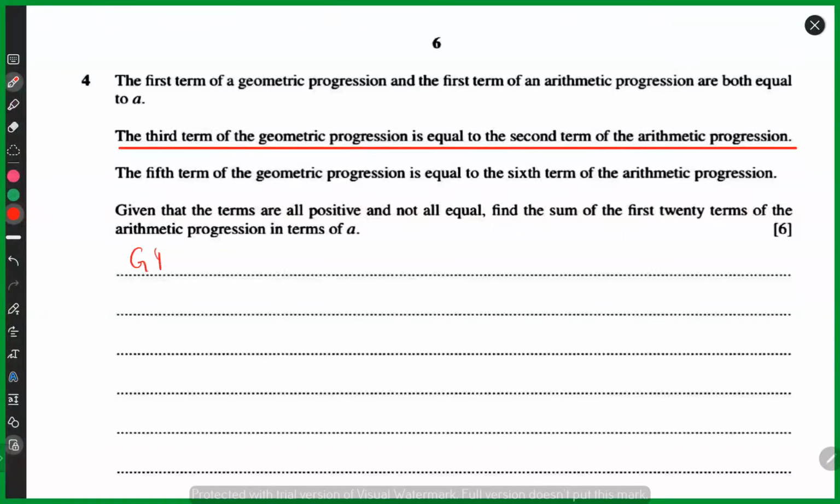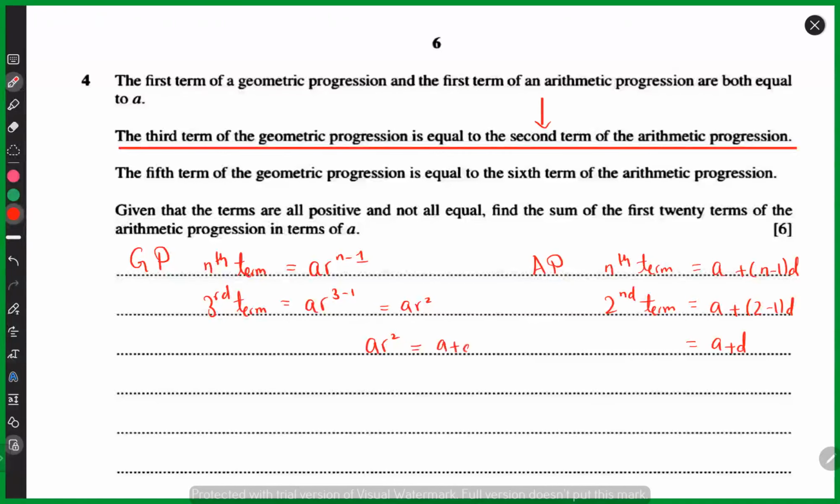So the third term of the geometric progression is equal to the second term of the arithmetic progression. So let's talk about AP here. What is the nth term formula for AP? Yes, it is a plus n minus 1 into d. Very good. So the second term is going to be a plus 2 minus 1 into d, and this is going to be a plus d. Now, the examiner has told you that the third term of GP and the second term of AP are equal. So I can write it as a r squared is equal to a plus d. This is the first thing I was able to make using the given information.